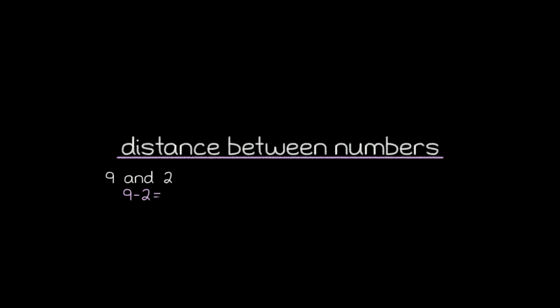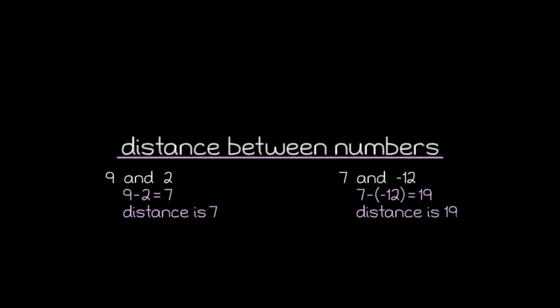Sometimes in math, we want to know how far apart two numbers are. To do this, we can subtract the two numbers, and the result is the distance between the numbers, for the most part. This concept holds true as long as we do the greater number minus the lesser number, but if we flip the two numbers around, we get a negative result.